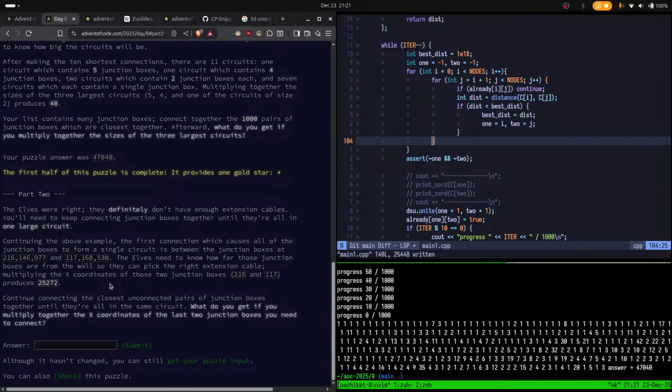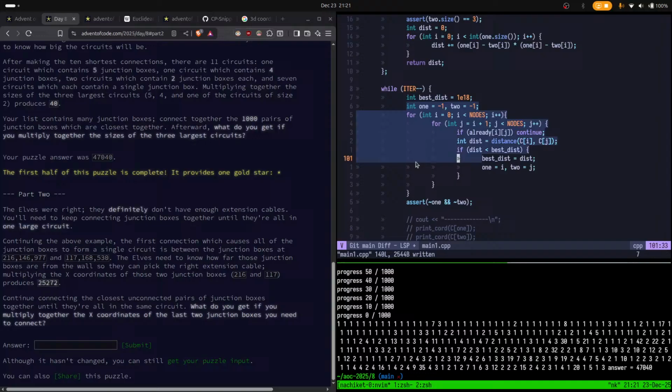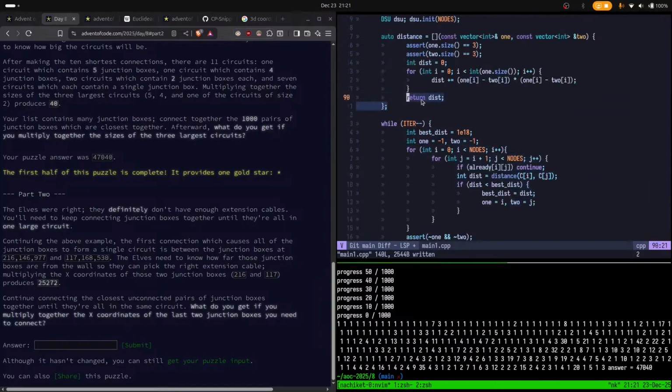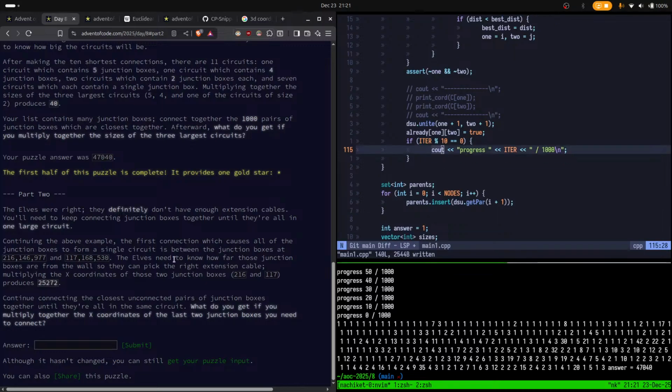Okay. Ideally, I think I have got an idea to optimize this. So we are doing this again and again each time for about 1,000 times. Instead, we could have just computed the distances and stored them somewhere and gone over that list. That would have been a better approach. Let's see if that helps for part 2.